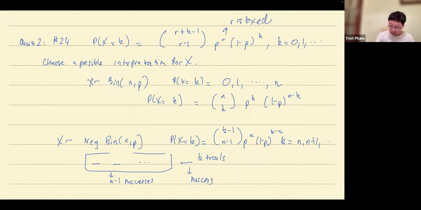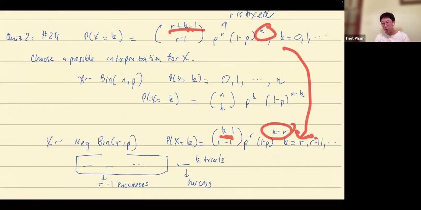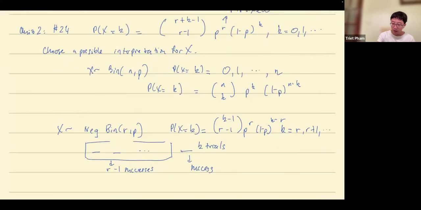So you're still dealing with r successes. Let me line up the notation. Let's say r successes, the number of trials until the first r successes. Like that. So r minus 1 successes. But as you will see now, the key difference is here. Instead of k minus 1, we got r plus k minus 1. Instead of k minus r, we had k, but k runs from 0, 1, instead of k running from r to r plus 1. So k is exactly the value x takes in both expressions.